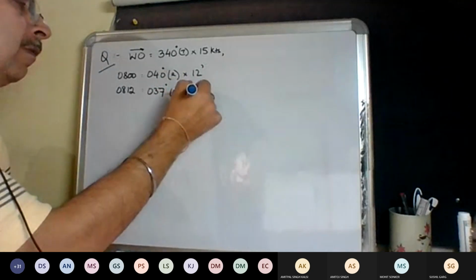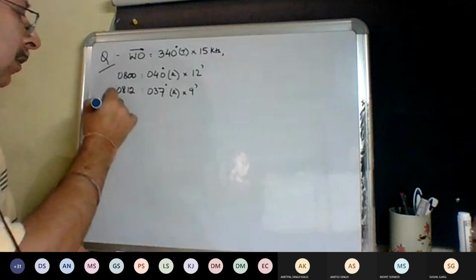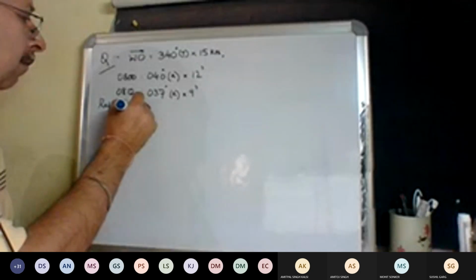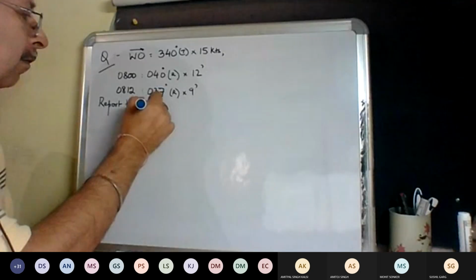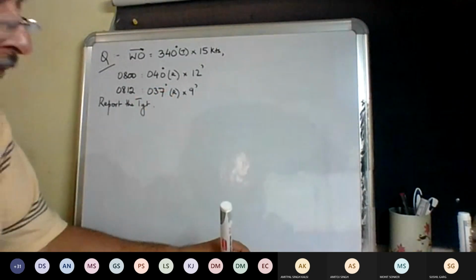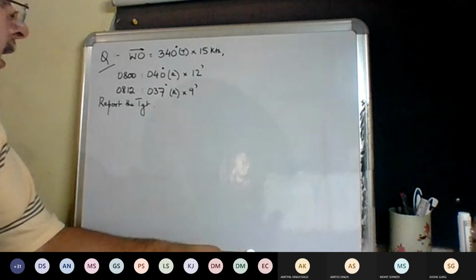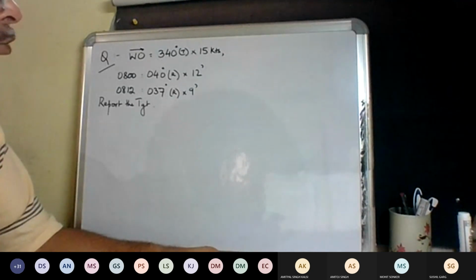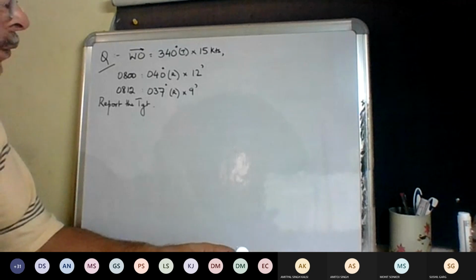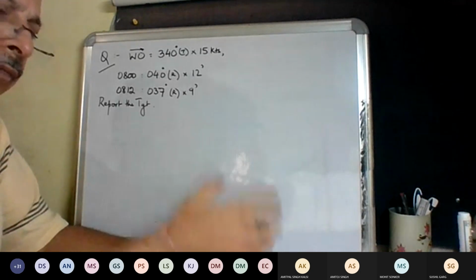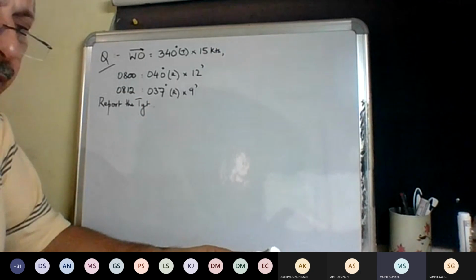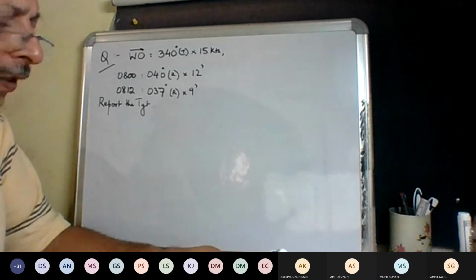Nine miles. Question says, report the target. Question says, report the target. Okay. Which scale would you like to use? Sir, number 3. Scale number 3. All right. So put a tick mark on number 3.